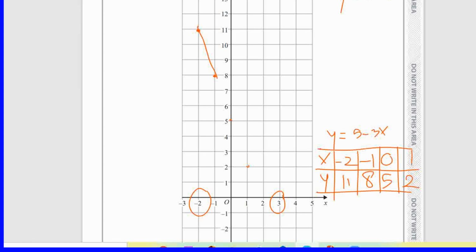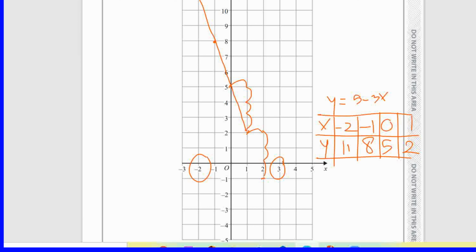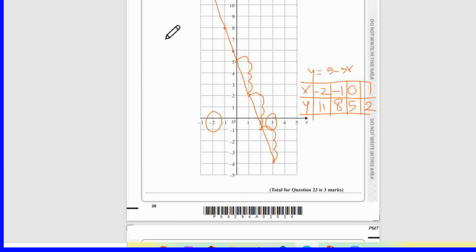We plot the point 5 here. The pattern is: going to the right one, going down 3. The next stop will be here, and the next stop will be going to the right one, going down 3 again. Then we can make a line nicely like this with a ruler, of course. This is our answer for this number. Zoom it out so you can see.